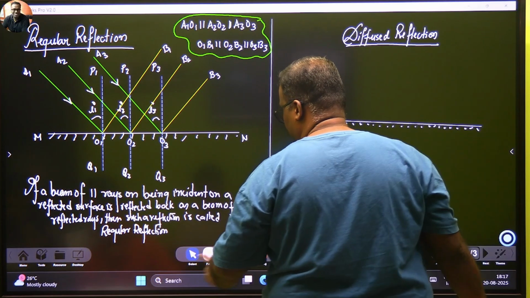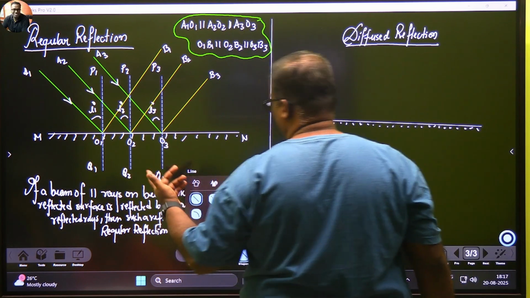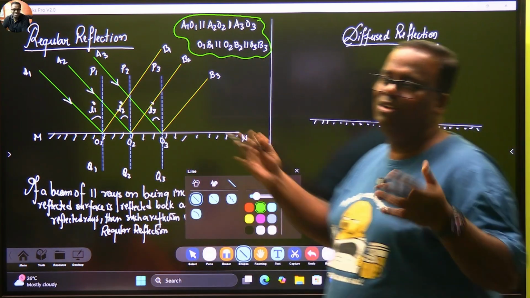Now I'm going to have again a parallel beam of incident rays. So by now you have understood. In this case, what will happen? They will not be reflected parallelly.